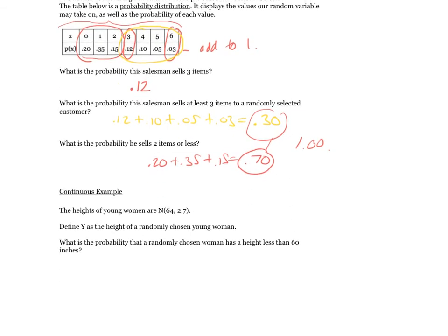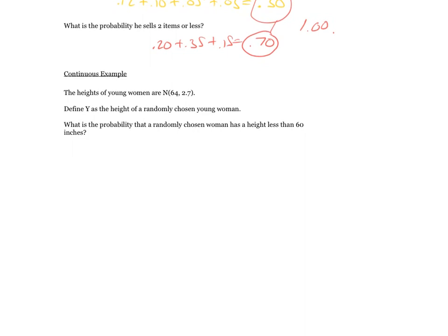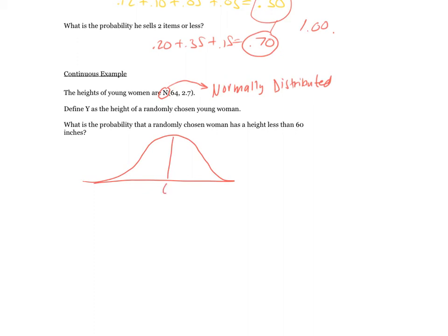Now, for continuous random variables, probably the most famous continuous random variable are normally distributed random variables. Okay, so here's an example of a continuous one. It says the heights of young women are normal with a mean of 64 and a standard deviation of 2.7. Remember, that's what this capital N means. It means it's a normal distribution. And then we always get the mean first and the standard deviation second. So I could draw a bell-shaped curve with 64 in the middle, 2.7 is my standard deviation. It says define y as the height of a randomly chosen woman.